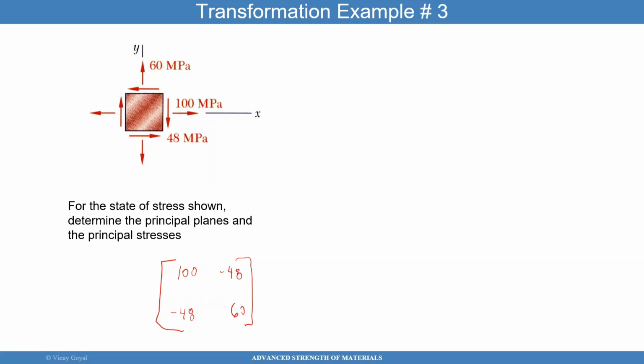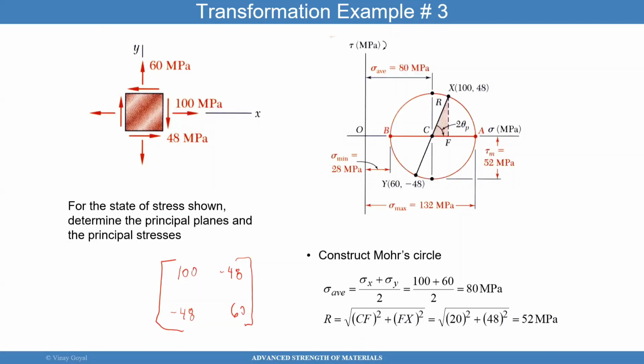Now all I have to do is locate the center of that circle. That center is found by adding 100 plus 60 divided by 2. And that's 80. That's where this point is, 80. You can see that they plotted it here. So now I can calculate the radius.